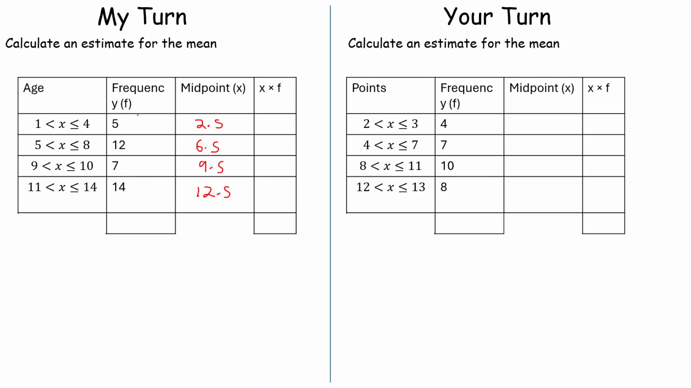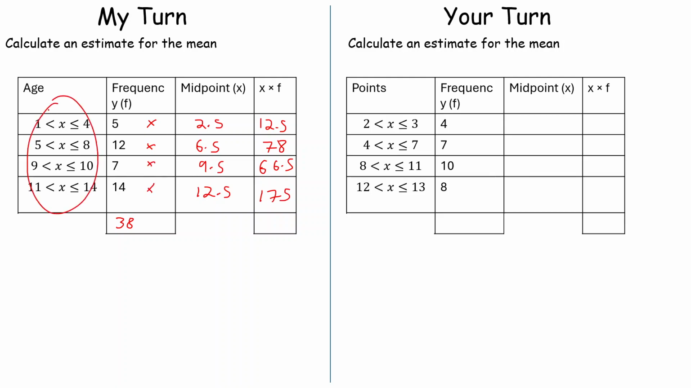And again, for the total frequency, we add these together: 17, 24, and then 34, 38. So 38 is your total frequency. Then to get the sum of all these added together, we multiply these two together. So 5 times 2.5 is 12.5. 12 times 6.5 is, I think, 78. Let's double check it. Yeah, 78, good. Then 7 times 9.5 is 66.5. 14 times 12.5 is 175. I've multiplied these all together in the same way as I've done before.